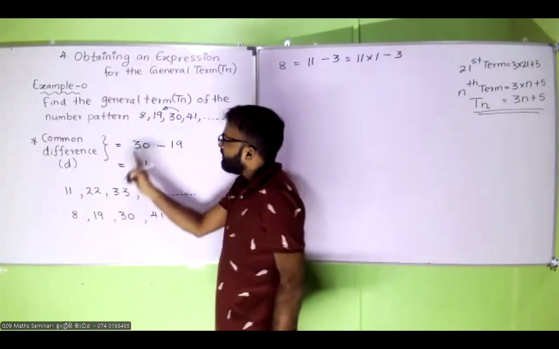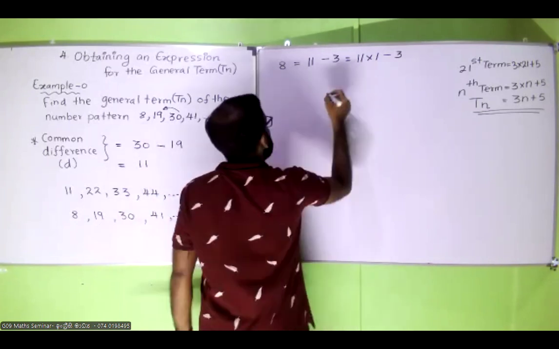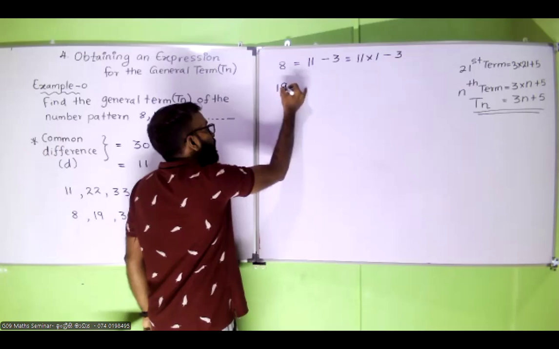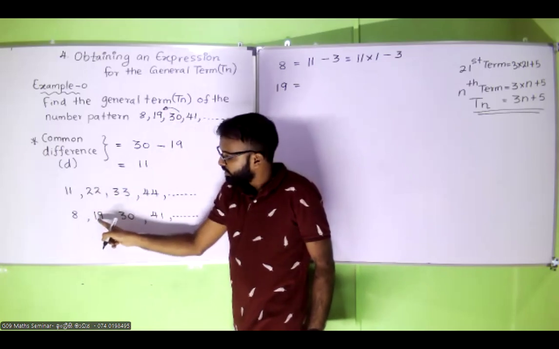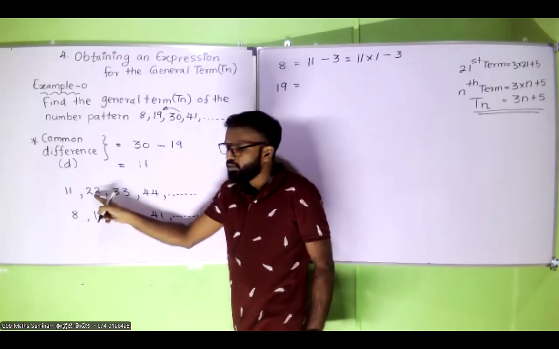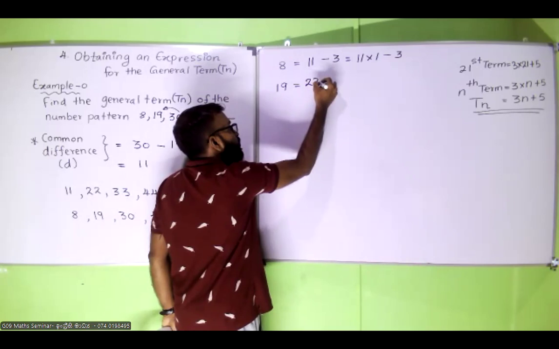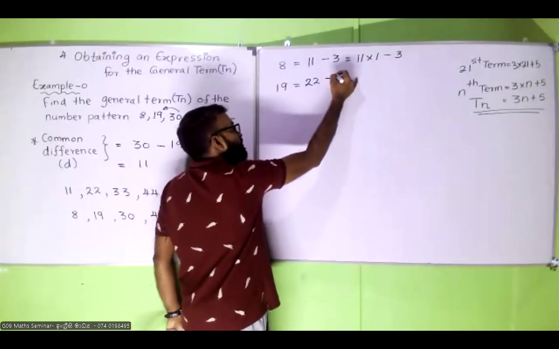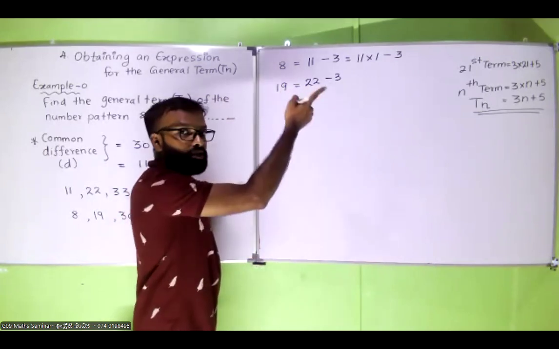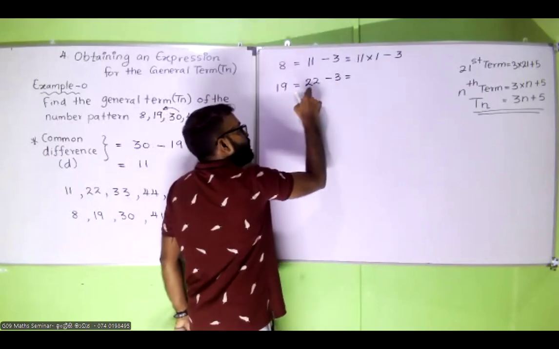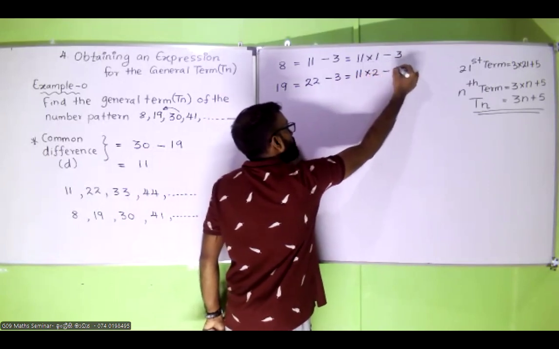Now what is the second term of the number pattern that they have given? 19. Second term is 19. What is the corresponding term of the multiples of 11? The second term of the multiples of 11 is 22. If we subtract 3, we can obtain 19. So how are we going to write the 22 by using multiples of 11? 11 times 2 minus 3.